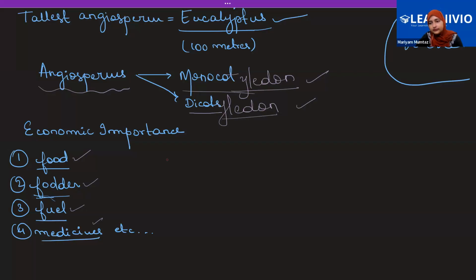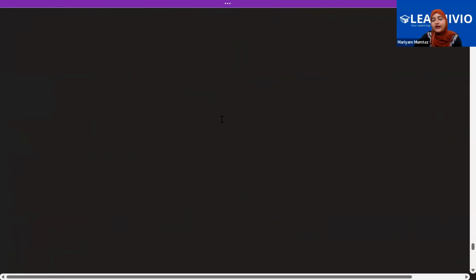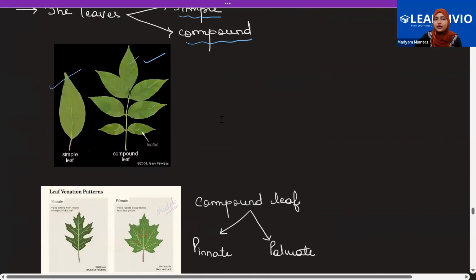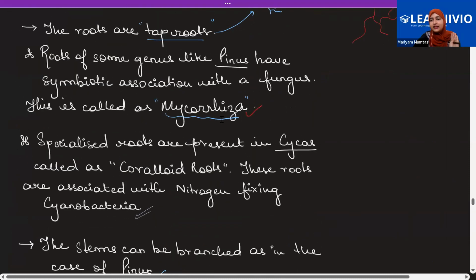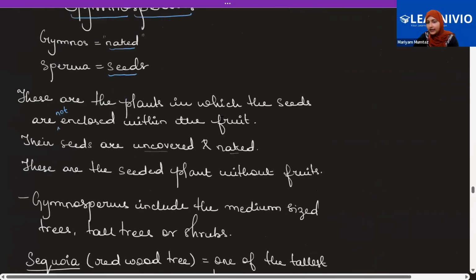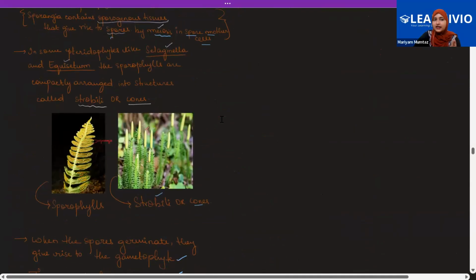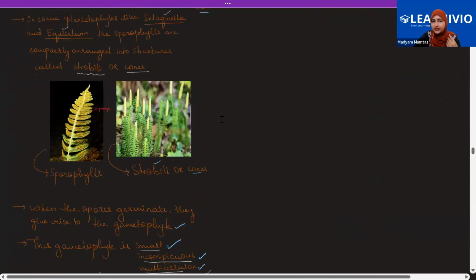The only thing is the reproduction in pteridophytes. Shall I explain it again? Okay, ma'am. Yeah, I'll explain it again. See, the pteridophytes have this alternation of generation. They convert from haploid life to diploid life. So they have a dual life. But before that, let us see how they do this process.